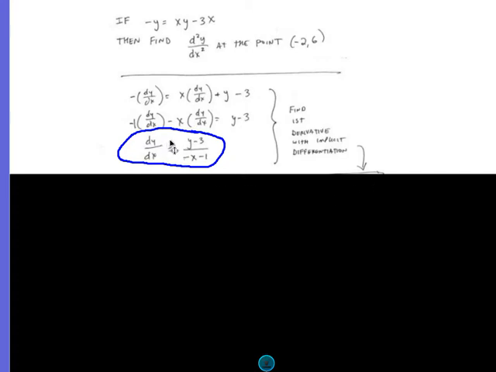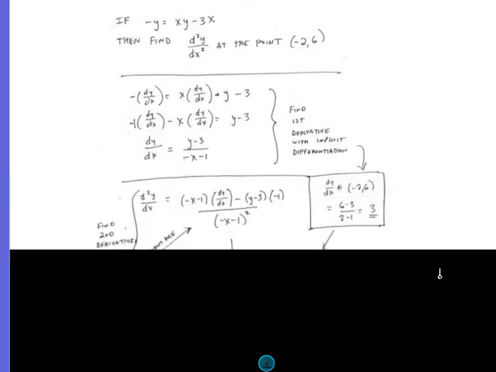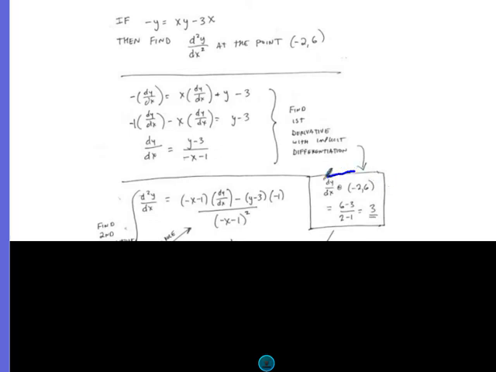Now, before we move on, we're going to find the first derivative at this point. So we're going to plug in our x and y into this function. And I think I did that over here to the right. So right here, we're finding the first derivative at that point, and we find out that for this problem, it's 3.